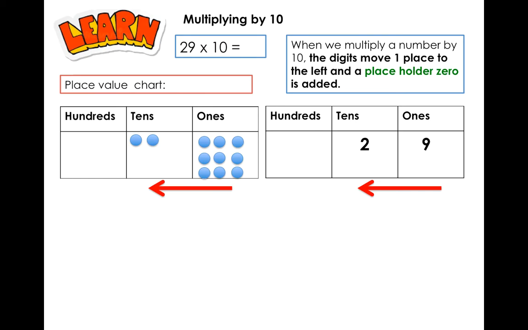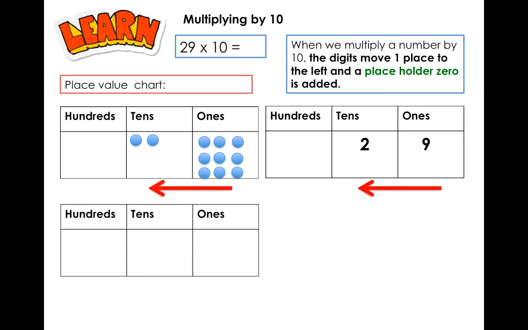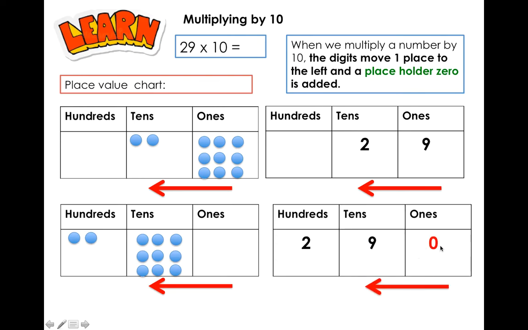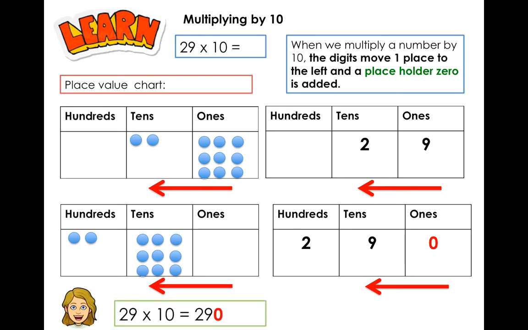Let's look at another example. We have 29 times 10. I've got 2 in my tens column and 9 ones in my ones column. What happens to those digits when I multiply by 10? That's right, they move one place to the left. So I have 2 in my hundreds column, and the 9 that were in my ones column I now have in my tens column, so 9 tens. Then I've got a gap in my ones column, so I know I need to add a placeholder 0 to fill that empty space. So 29 times 10 equals 290.